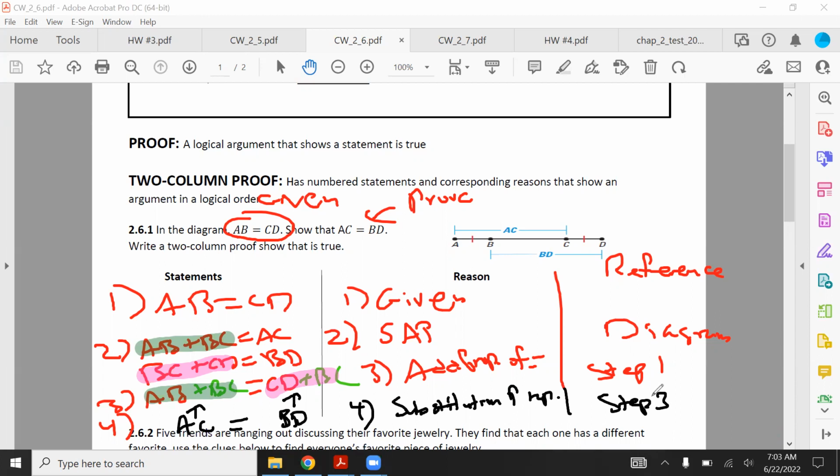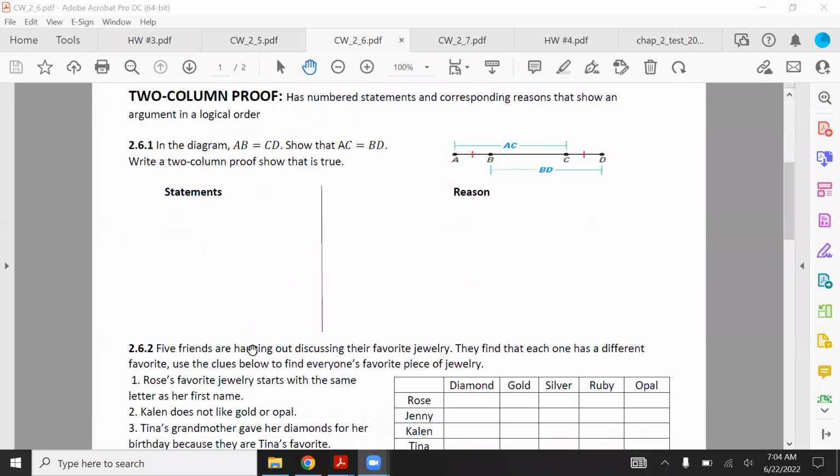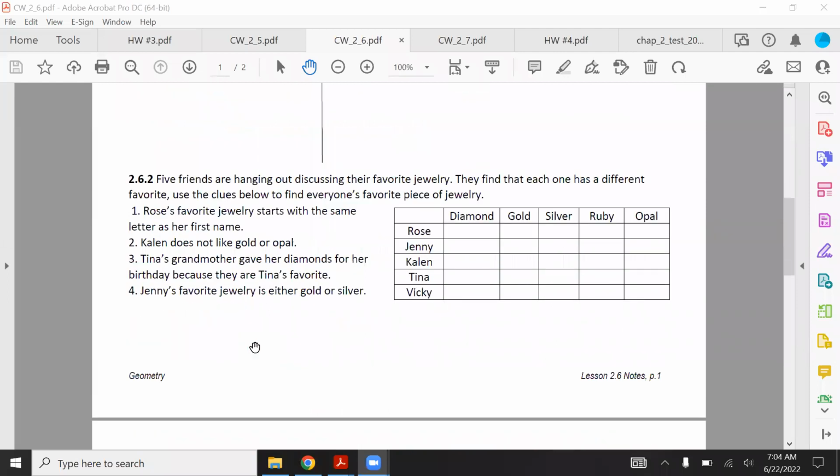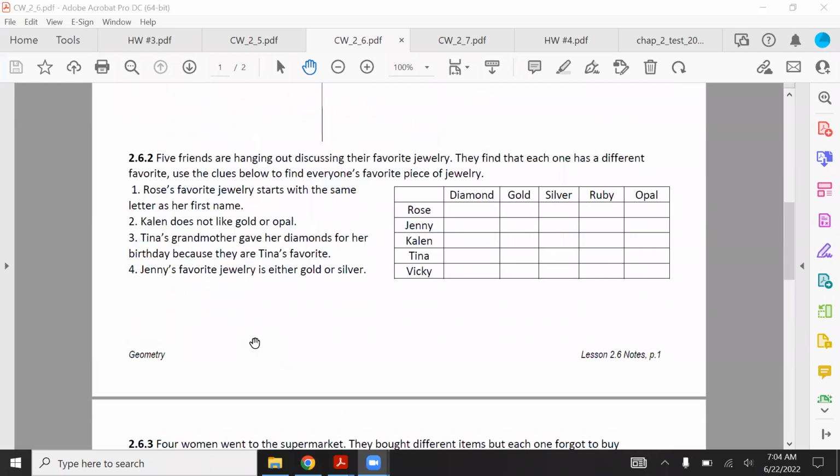For step 3, I used step 1, where I added the same thing to both sides of the equation. And then step 4, I used step 3 and step 2 also to make that conclusion. So that's a proof. And you'll need some time to let this sink in a little bit. Let's look at another one here. This one's a little more interesting.